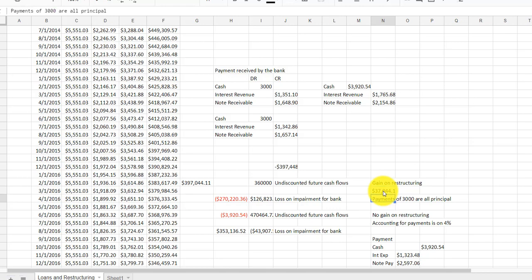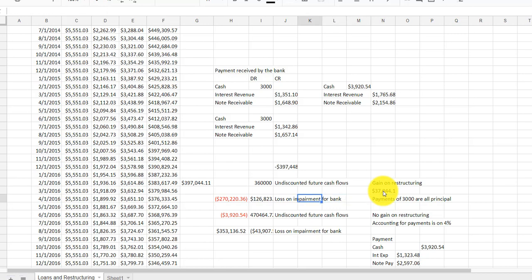That has another implication, and that is once you have a gain, if the borrower records a gain on the restructuring, then there is no interest on any subsequent payments. So the $3,000 that they pay is all principal. So you're going to debit the loan payable and credit cash for each of those payments.